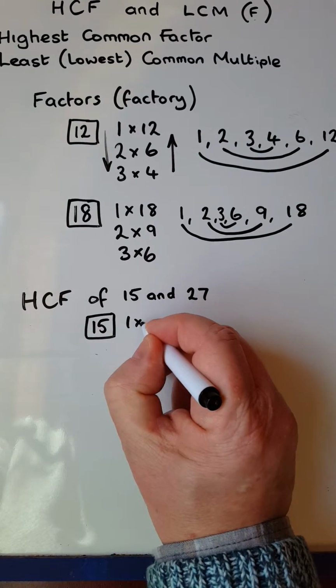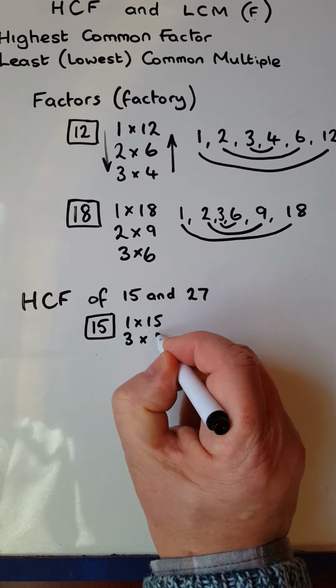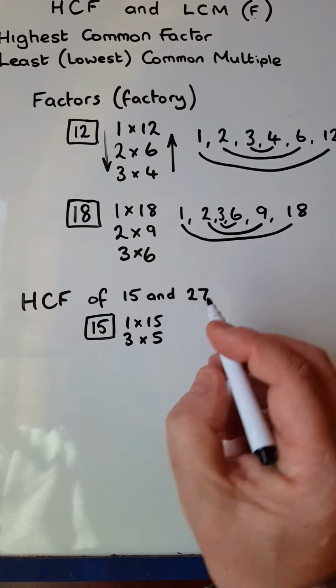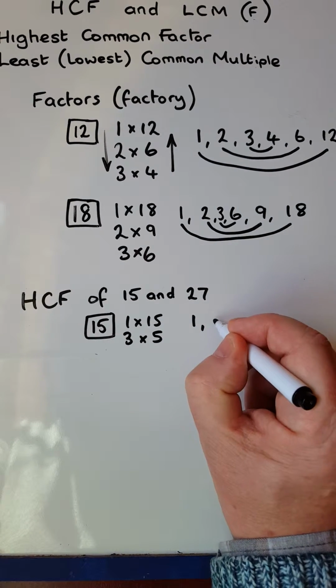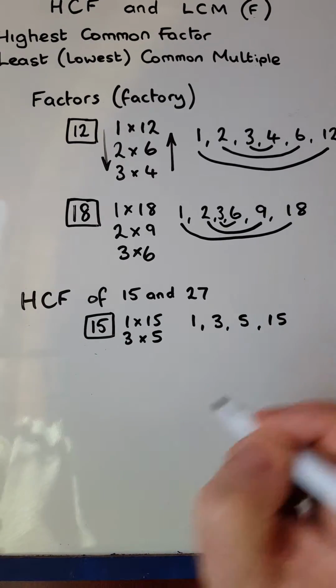So 15 is going to be 1 times 15. It's not on the 2 times table, is it? It'll be 3 times 5. Next one up is 5 times 3, so that's reversed. So I know I've finished it. So the list for 15 is 1, 3, 5 and 15.